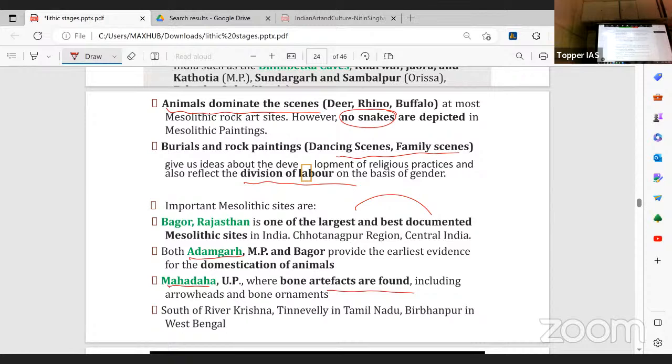Then in the south, basically south of River Krishna, Tinne Valley in Tamil Nadu, Birbanpur in West Bengal, and Sanganakallu in Karnataka. So this is a KPSC previous year question.